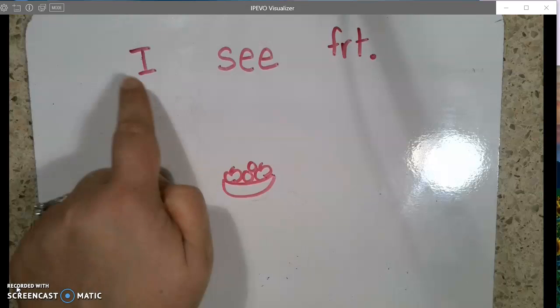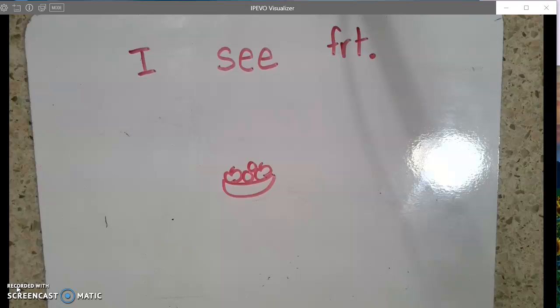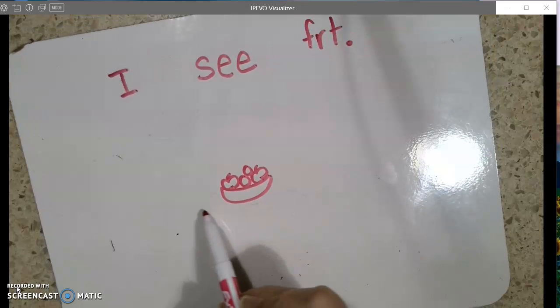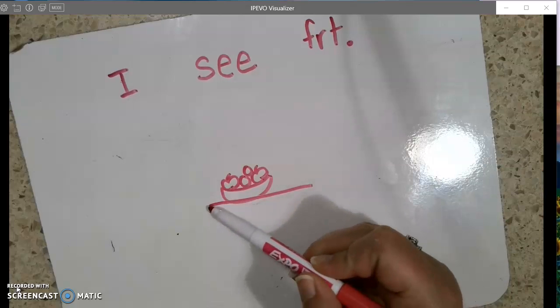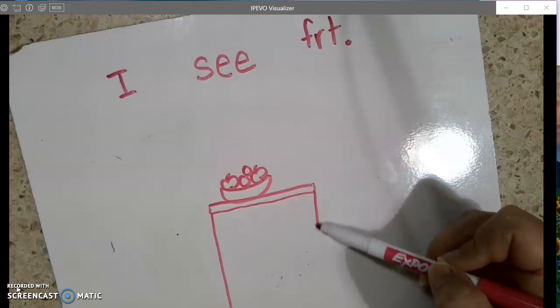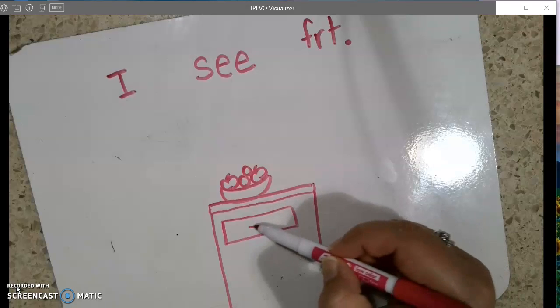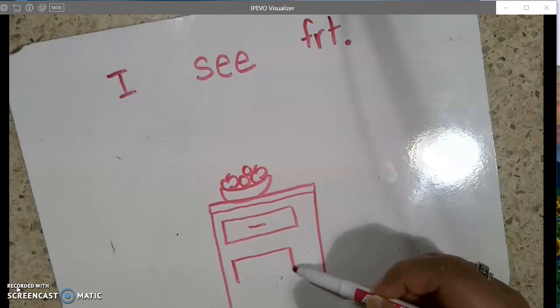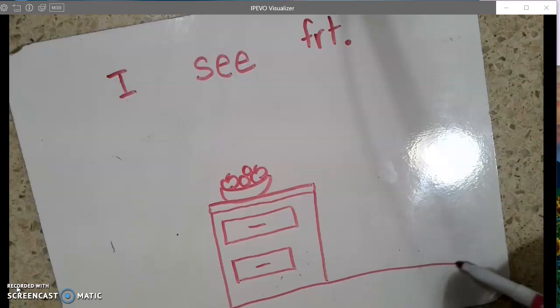We always start our sentence with a capital word or a capital letter and a period. Okay? I see fruit. And remember that we're adding details. My fruit bowl is not just floating. It is sitting on my counter. And then this is the floor that keeps going. I see fruit sitting on my counter.